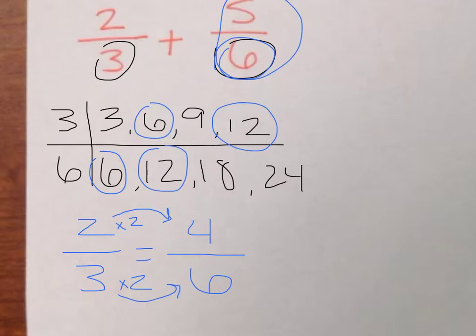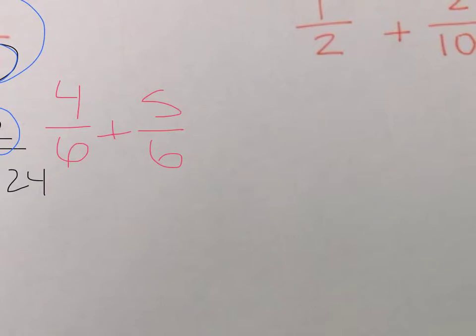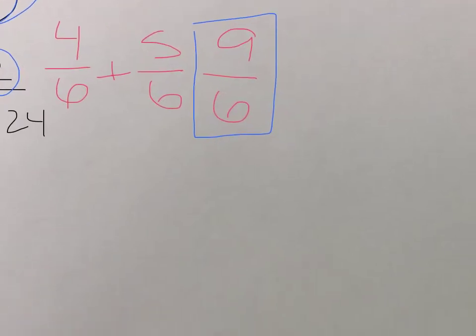So we have 4/6 plus 5/6. Okay, then we just add straight across. 4 plus 5 is 9 over 6. So our answer is 9/6. Okay, with this, and this again is going a little bit farther ahead, we can simplify.